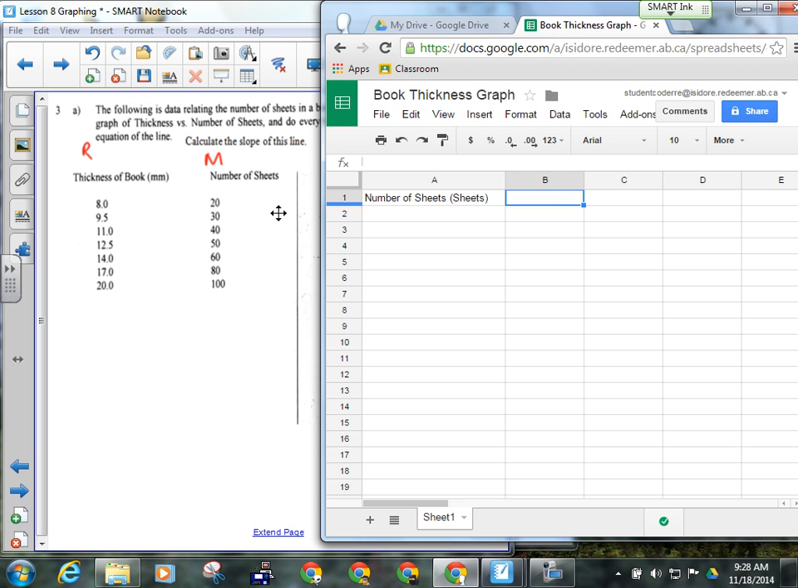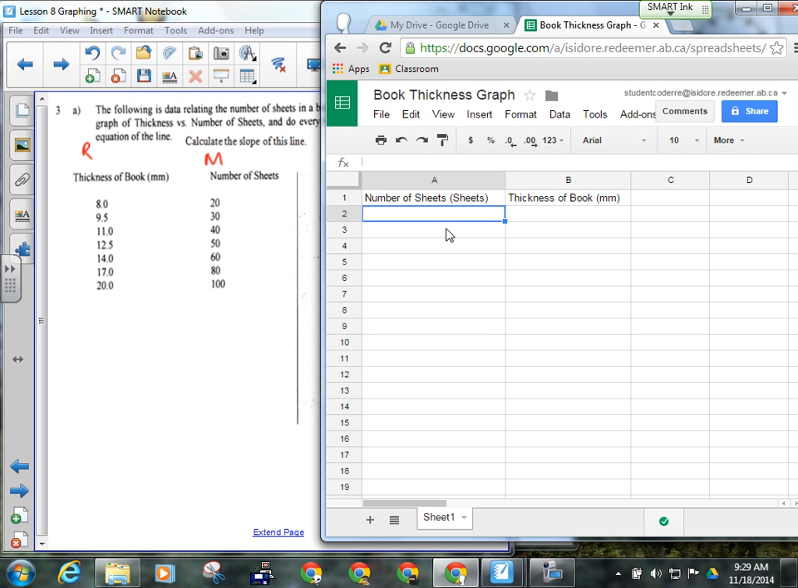And then here for my y-axis, my responding variable is going to be the thickness of the book. And that's going to be in millimeters. That way I don't have to put units in each square because Google Sheets doesn't like that. If you actually put letters in with numbers, it gets very confused and won't graph anything. So you put the units up at the top. Now I'm going to put in my numbers.